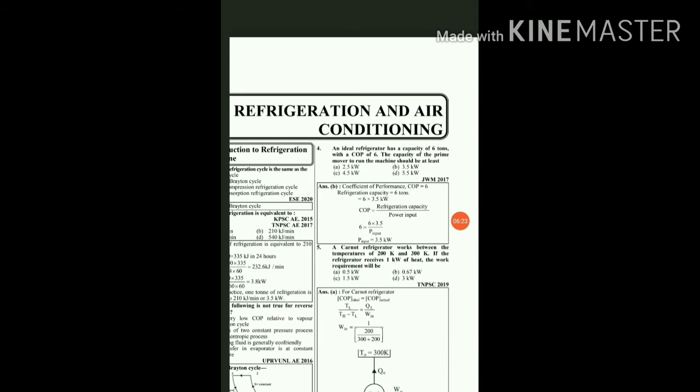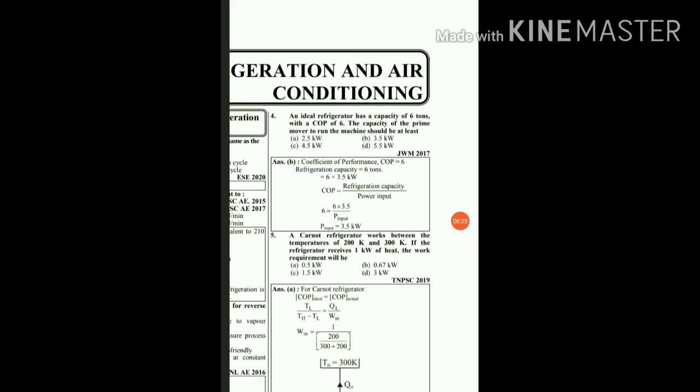Then question number 4. An ideal refrigerator has a capacity of 6 tons. With a COP of 6, the capacity of the prime mover to run the machine should be at least. So first of all, consider the case of an ideal refrigerator. Suppose there is a refrigerator with a capacity of 6 tons.